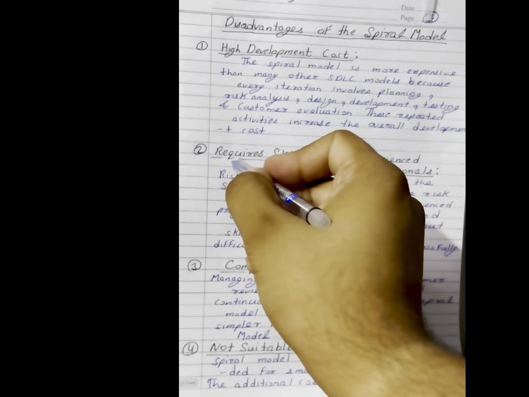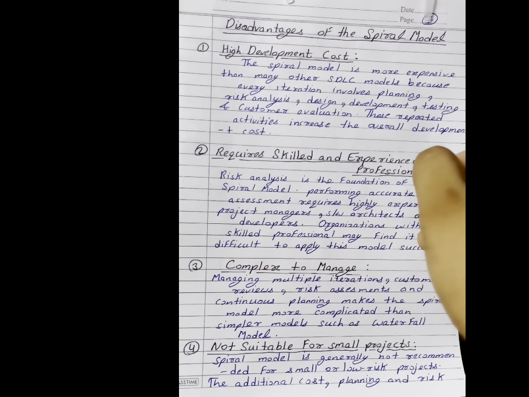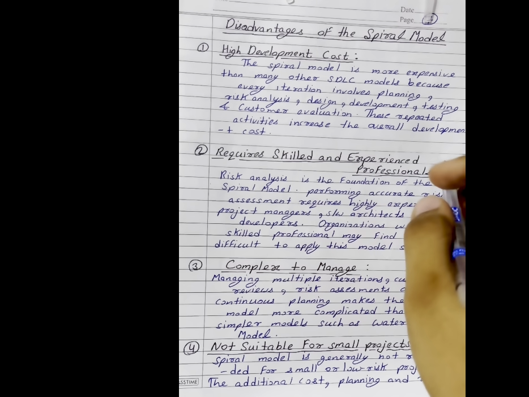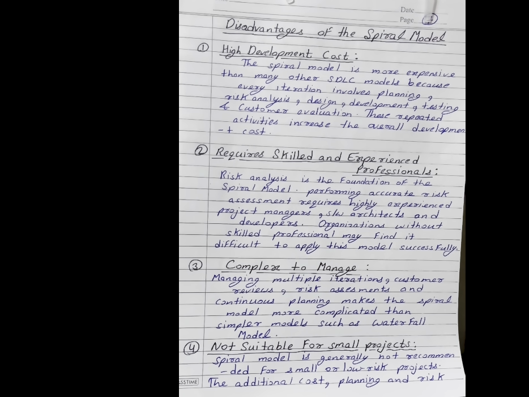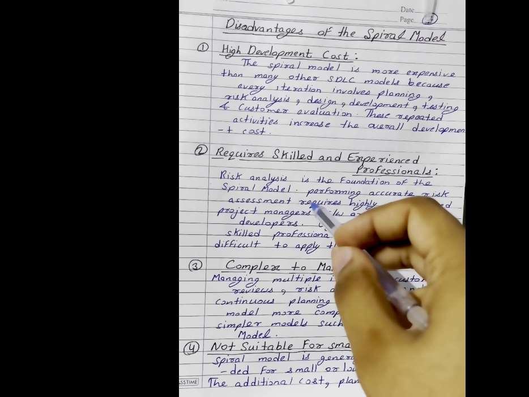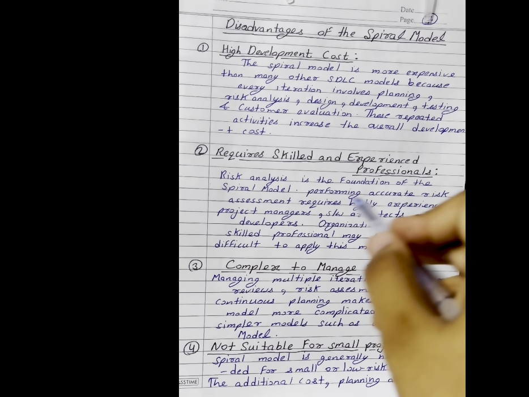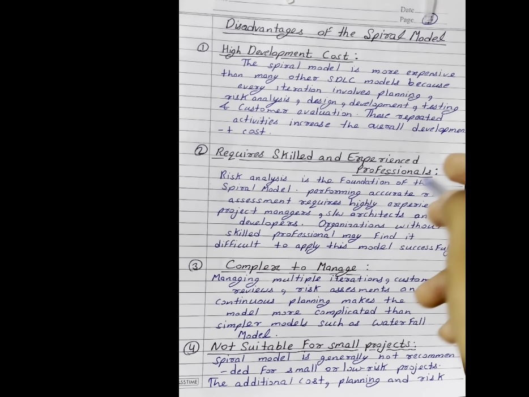Next, it also requires skilled and experienced professionals. Risk analysis is the foundation of the spiral model, and performing accurate risk assessment requires highly experienced project managers, software architects, and developers. An organization without skilled professionals may find it difficult to apply this model successfully.